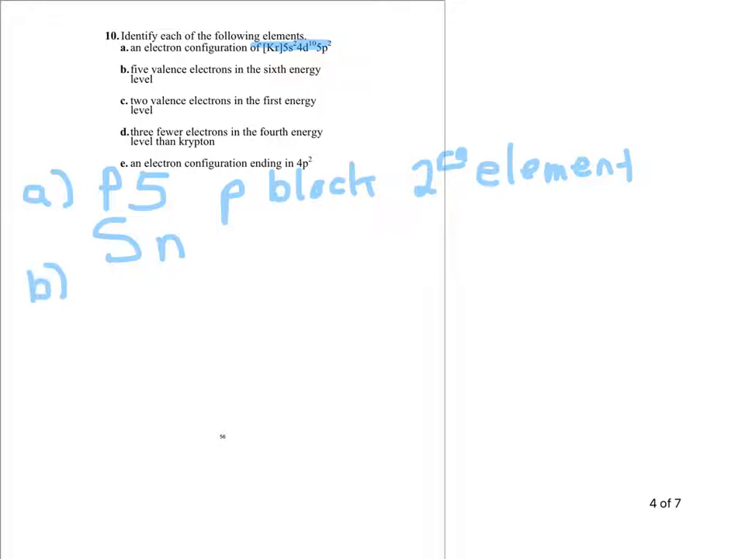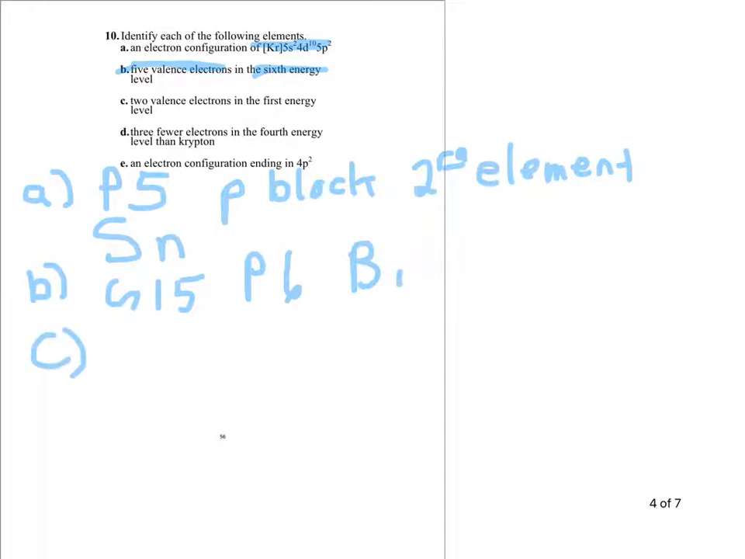B, 5 valence electrons. 5 valence electrons tells us we're in group 15. 6th energy level tells us we're in period 6. So group 15, period 6, we find bismuth.